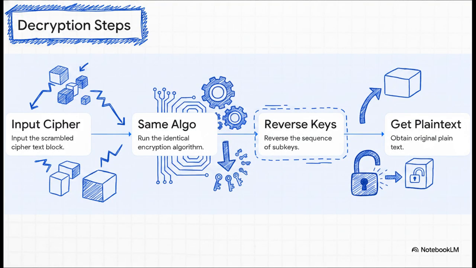Step 1, you just input your scrambled ciphertext block. Step 2, you run the exact same machinery, the identical encryption algorithm. But here is the big secret. In step 3, you simply reverse the sequence of the subkeys. If you used key 1 through key 16 to encrypt, you just apply key 16 down to key 1 to decrypt. And step 4, those reversed keys unlock the data, and you obtain your original plaintext. I mean, it is just a stunning piece of computer science logic.